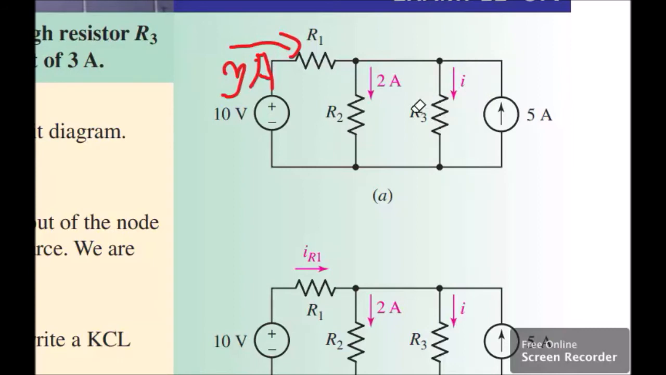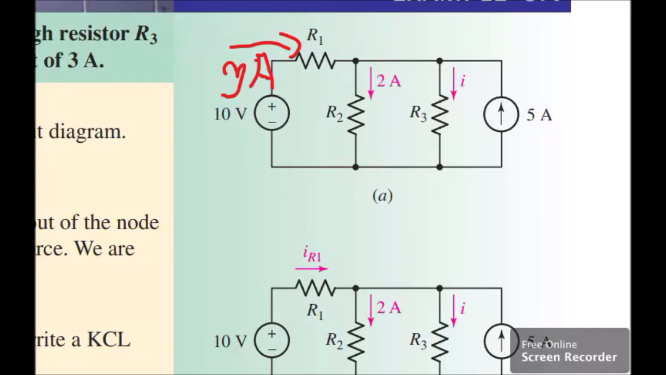So, given na natin, alam na natin na may current na dumadaan dito sa ating R2. R2, meron siyang 2 ampere. But before that, apply muna natin yung na-discuss natin kanina. So, question. How many branches does this circuit has? So, ito ay meron siyang 1, 2, 3, 4, 5 branches. Very good. Question. How many nodes does this circuit has? How many nodes? Come on, make a guess. Pause the video and make a guess. The answer is 3.